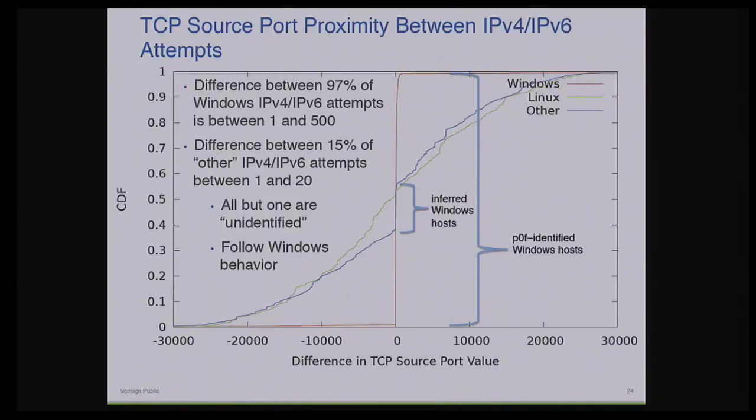Okay, and we were trying to look at those. It turns out that about 15% of the other attempts, all but one of those, are unidentified by POF. So we believe that with the address association we were doing, we were able to go above and beyond what the typical SYN might lead you to find, and identify those as Windows hosts as well. Those were inferred Windows hosts because of the high correlation. We have fairly good confidence that those were.